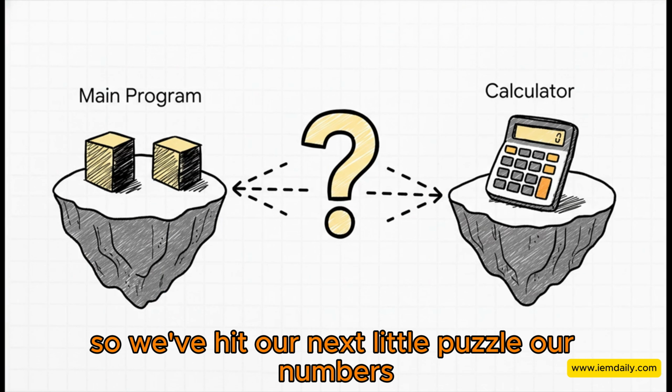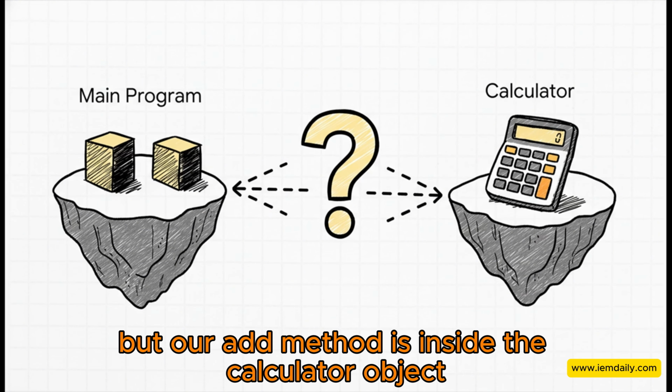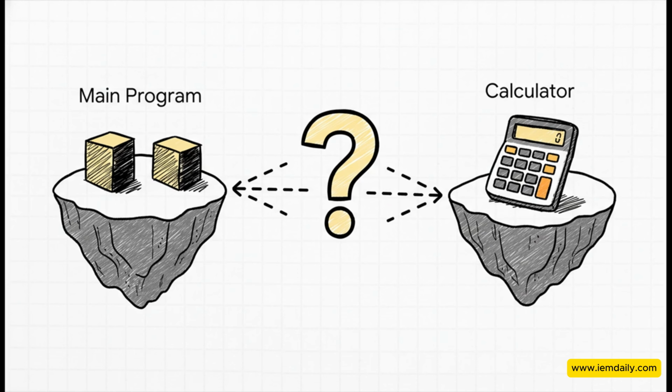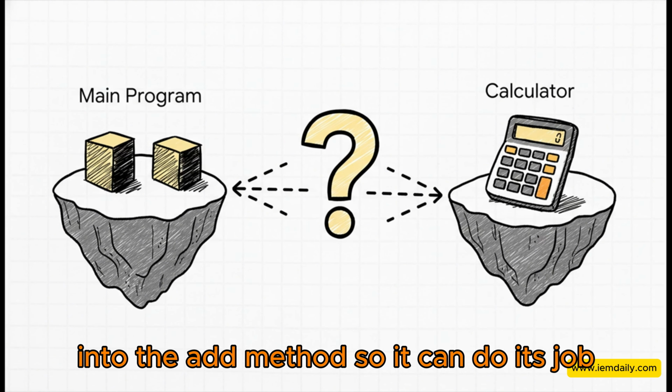So we've hit our next little puzzle. Our numbers, 4 and 5, are living over here in our main program. But our add method is inside the calculator object. They're in two separate worlds. So how do we get the numbers from our program into the add method so it can do its job?